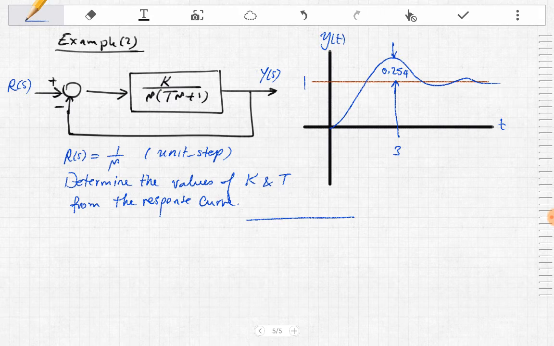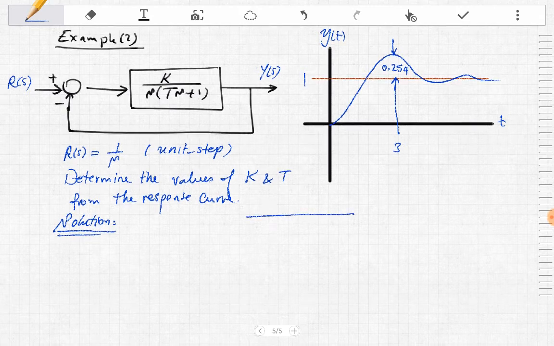When you start solving this problem, you first have to find the equivalent transfer function for the whole system, because this is not the closed loop transfer function. It's just the forward path, right? But you wish you could do that.